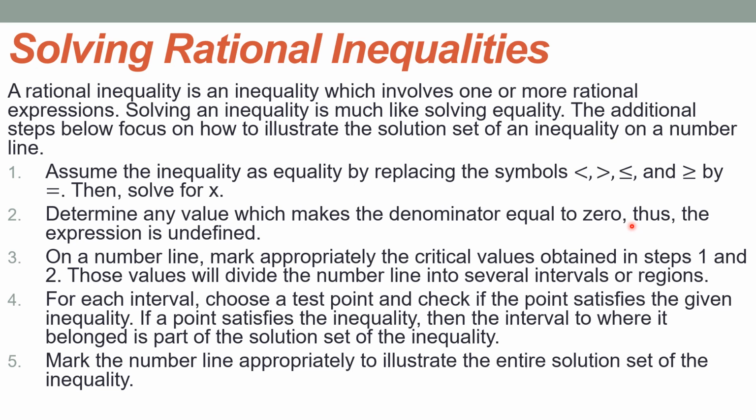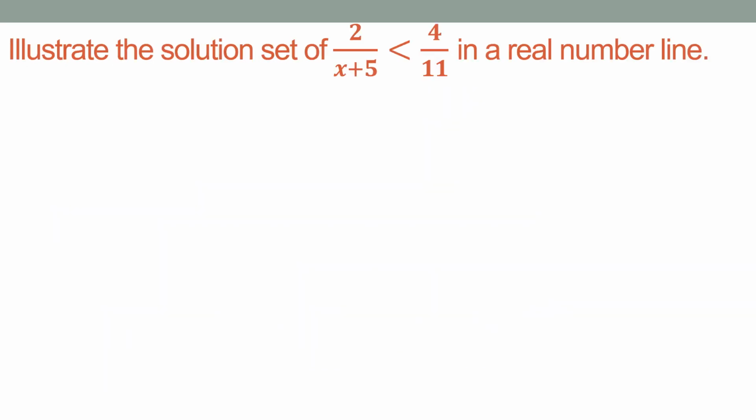For us to better understand solving rational inequalities, let us have an example. Let us illustrate the solution set of 2 over x plus 5 is less than 4 over 11 on a real number line. The first step is to solve the inequality as an equality by replacing the inequality symbol with the equality symbol. So we are going to assume that they are equal.